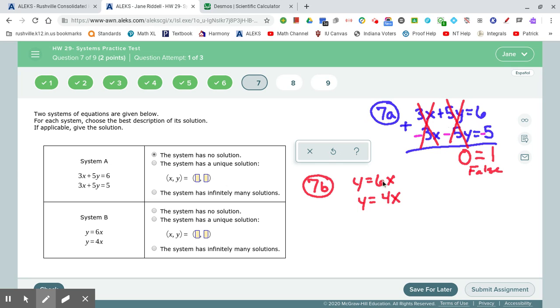Now, it's a little bit different, but it's still lined up for elimination because I have y's on top of y's, then my equals, and then my x's. So it's still vertically lined up.